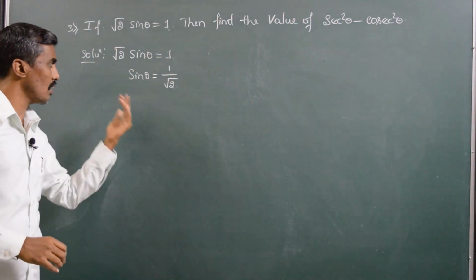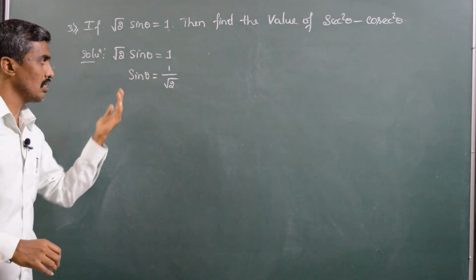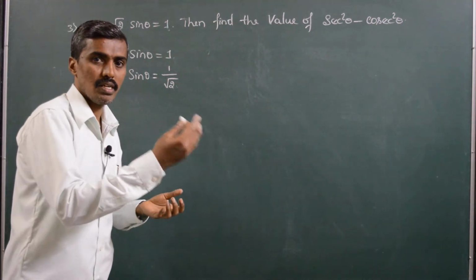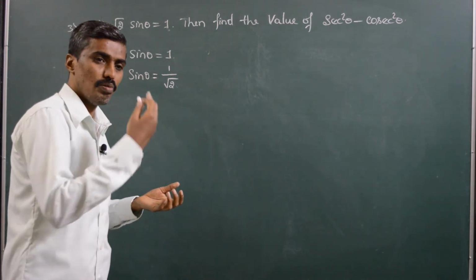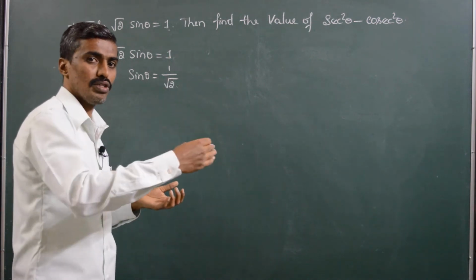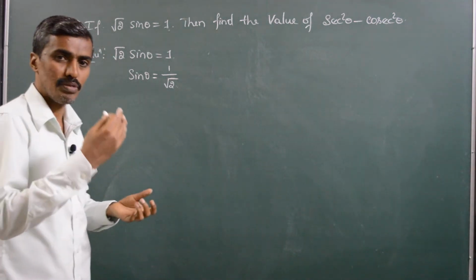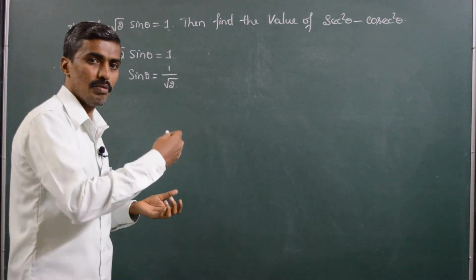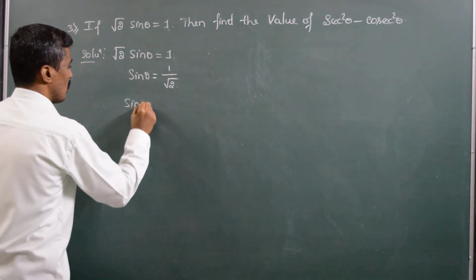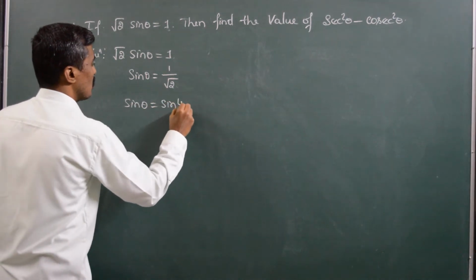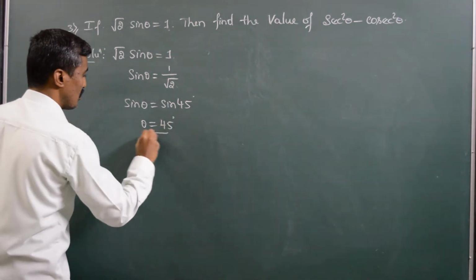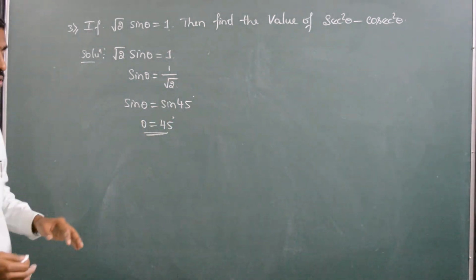So for what standard value of theta is sin theta 1 by root 2? We know that root 2 we get in the isosceles right triangle. So 1 and root 2. The opposite side and adjacent side are 1 and the hypotenuse is root 2. So sin theta is opposite side by hypotenuse, 1 by root 2. So for 45 degree, correct? So sin theta is equal to sin 45 degree. If I cancel sin on both sides, theta is equal to 45 degree.